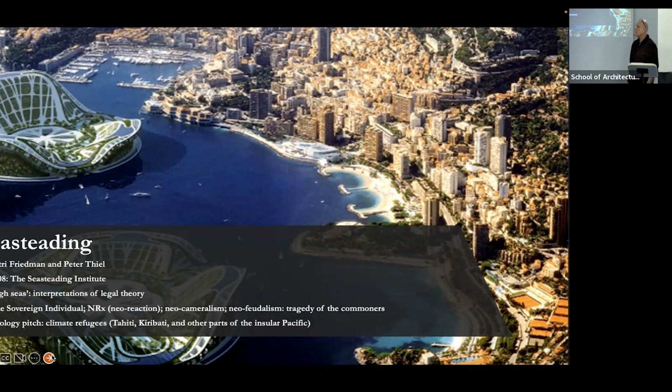Seasteading began, kind of formally, in 2008 when Peter Thiel, famous Silicon Valley iconoclast, self-professed libertarian, but also makes an enormous amount of money off of the government with Palantir, which is a kind of surveillance system, gave the Seasteading Institute $500,000 as startup money. It was directed initially by Patri Friedman, who's Milton Friedman's grandson.